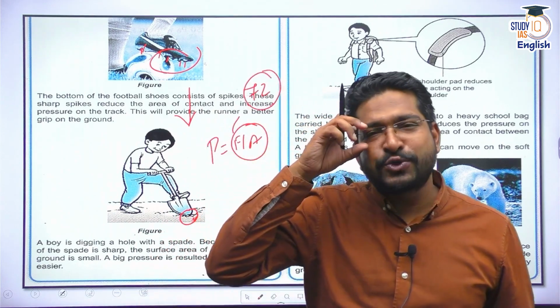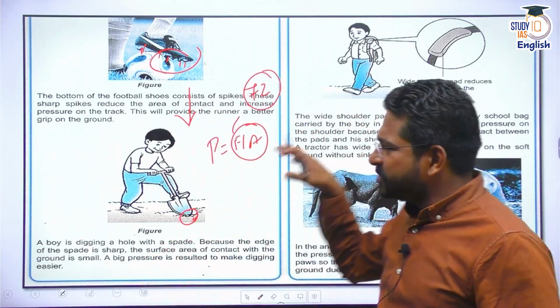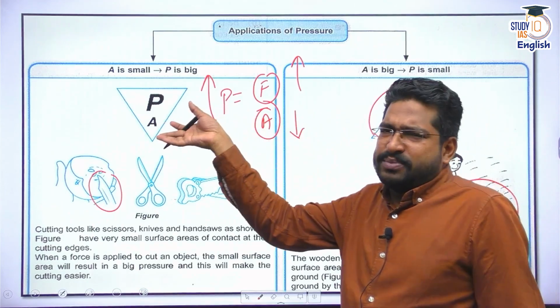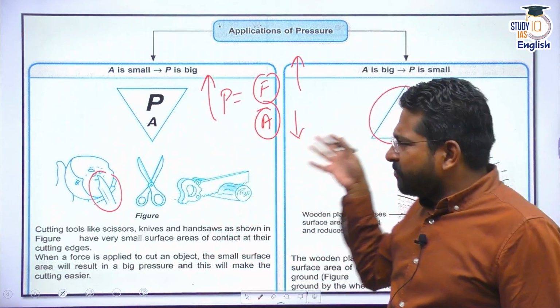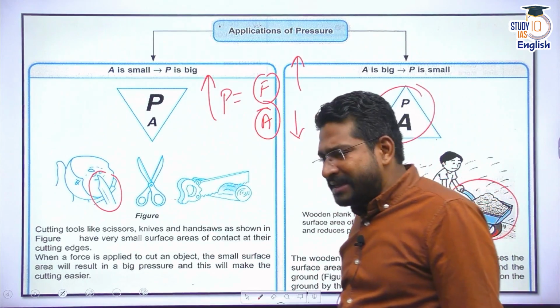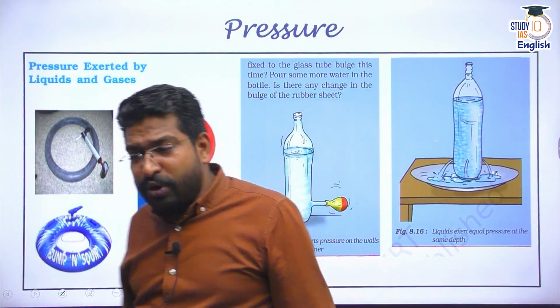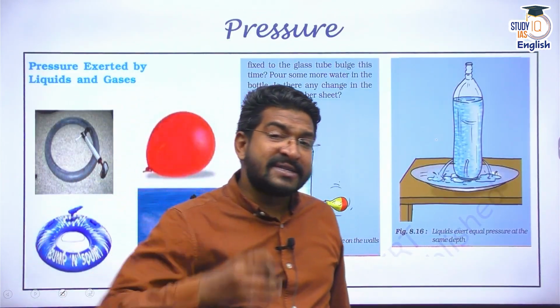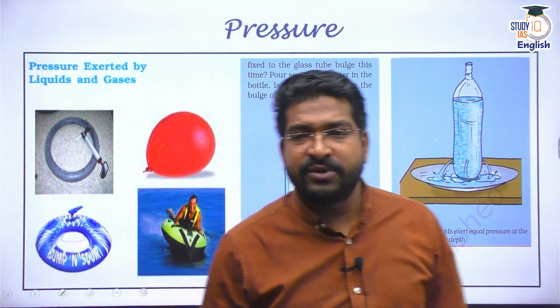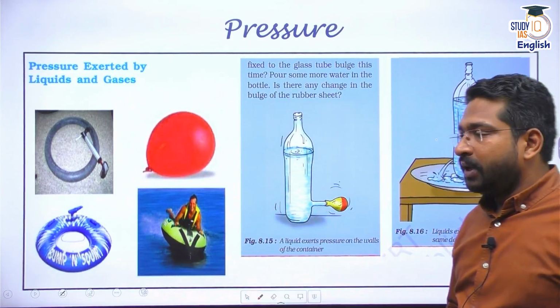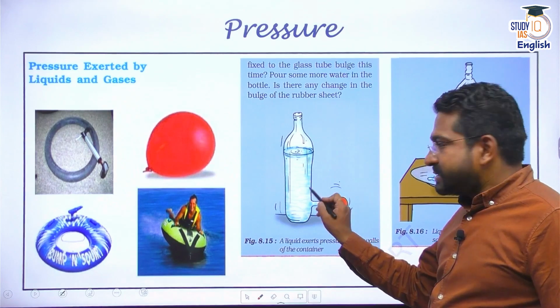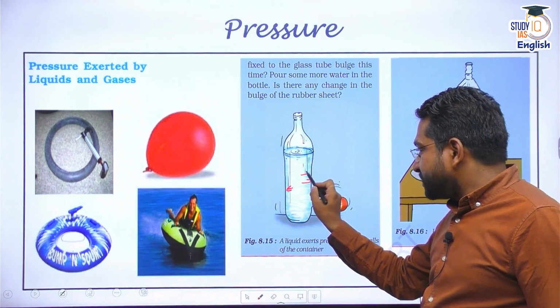And it is not just for solid surfaces. Please remember, till now we spoke about examples of solids, right? Cutting, walking, taking stuff, moving stuff, all these things. But pressure is also exerted by even liquids and gases. You must have seen, just take a water bottle, and you will see that it is exerting pressure on all sides, right?